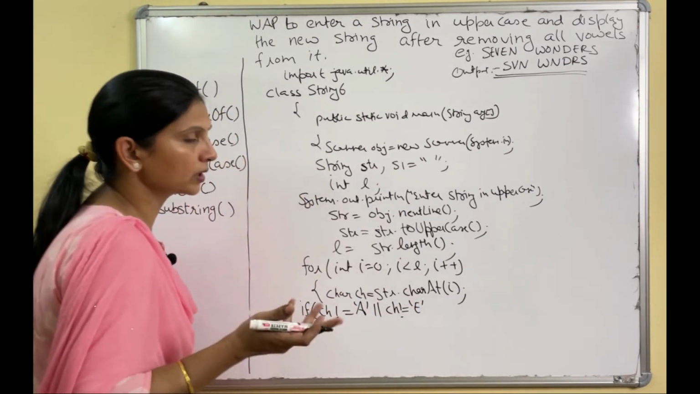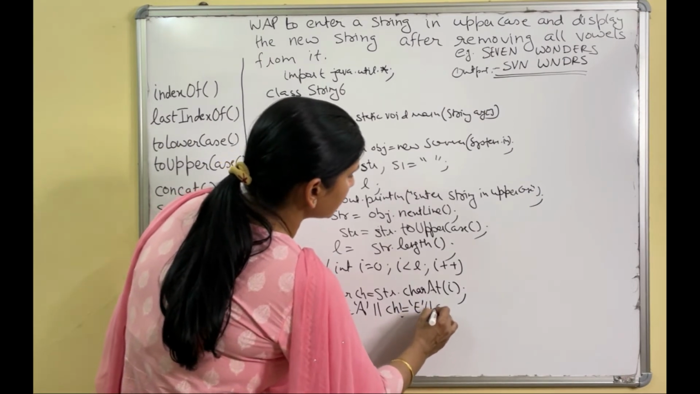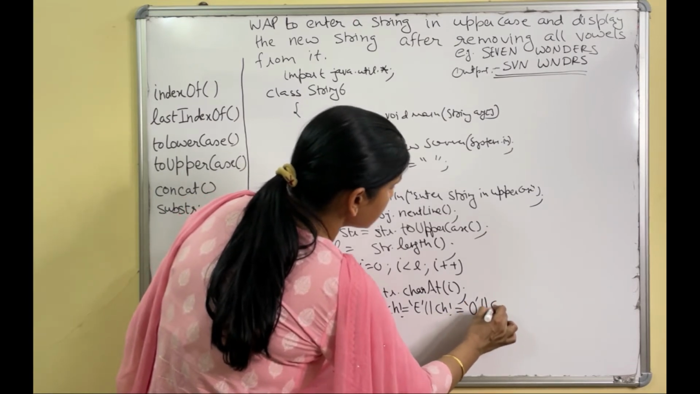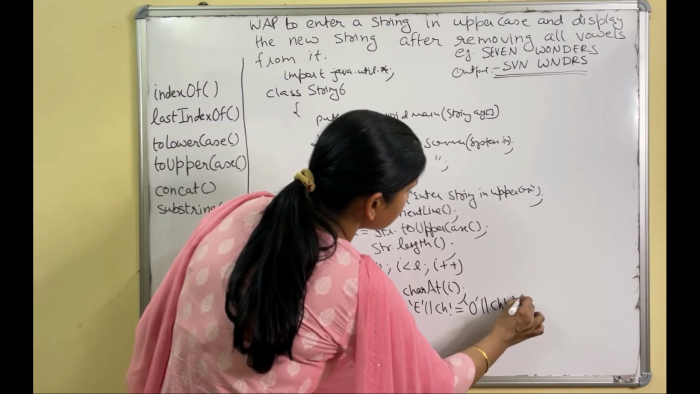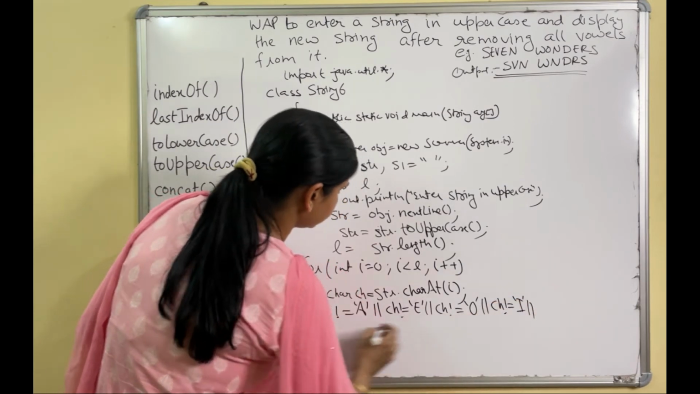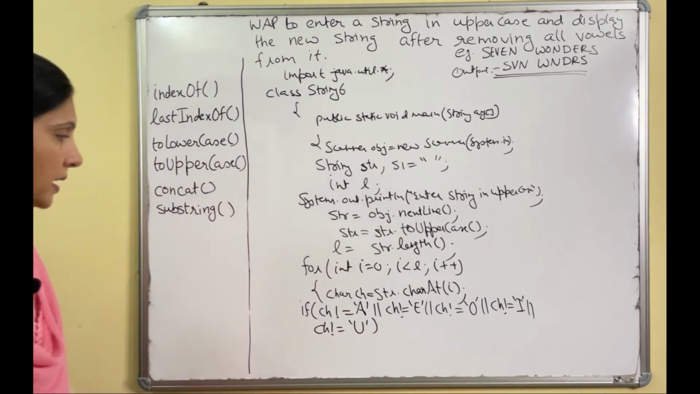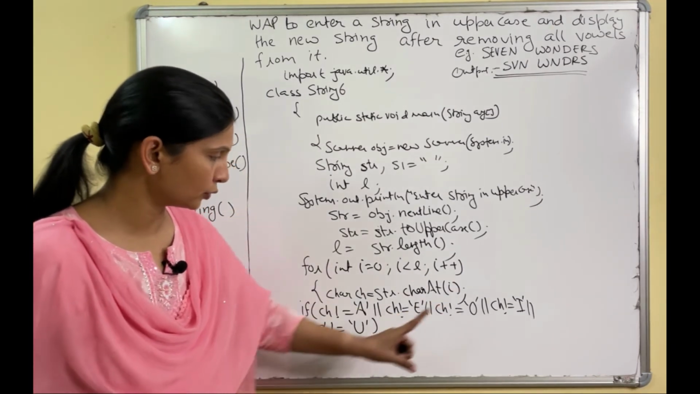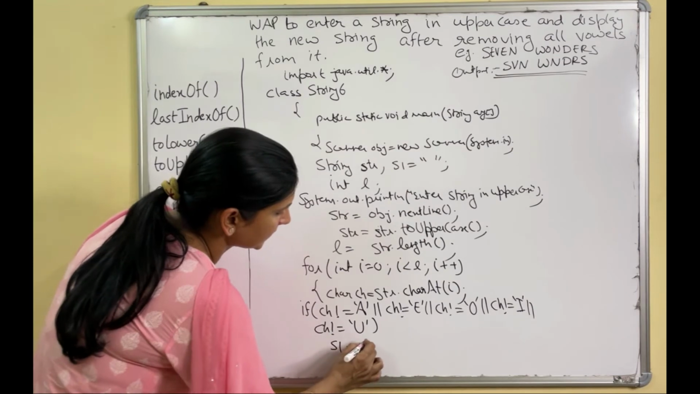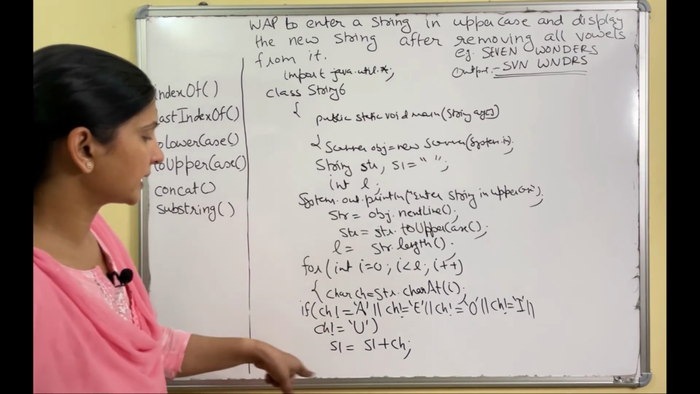Why we are taking capitals only? Because our string is in uppercase. ch not equals to capital E or ch not equals to capital O. I we have left, so ch not equals to capital I, A E I O, and then the last is U. ch not equals to U. Right? If ch is not AEIOU, then in that case concatenate ch into S1. Right? So ch will be concatenated into S1.